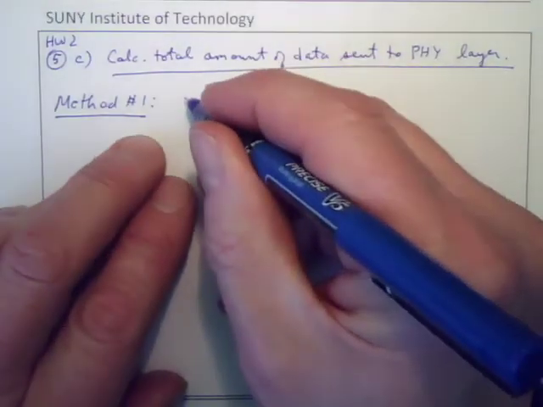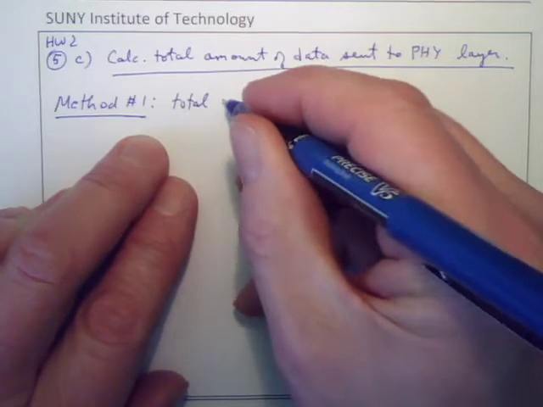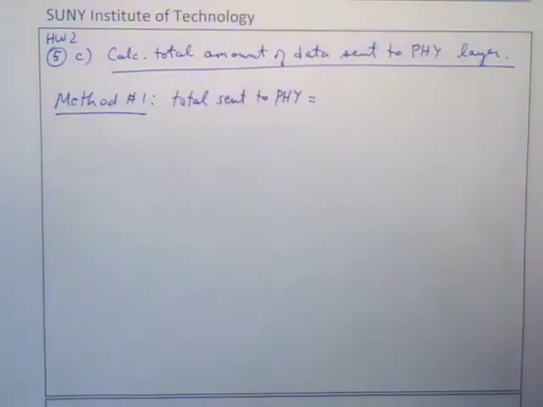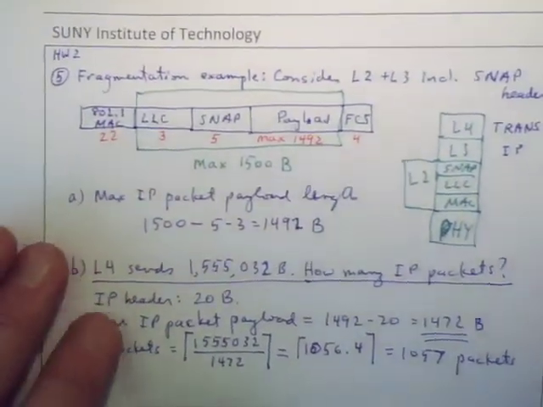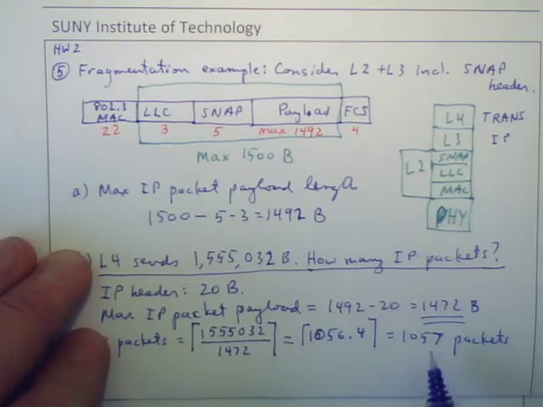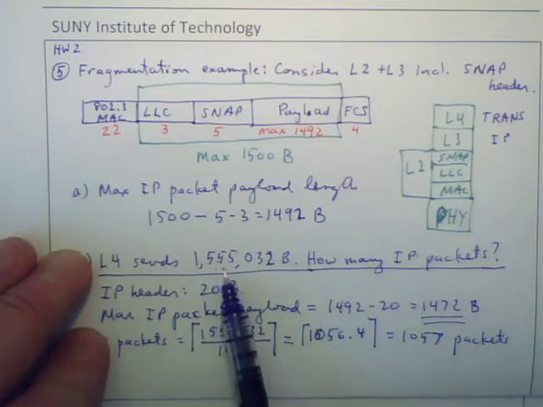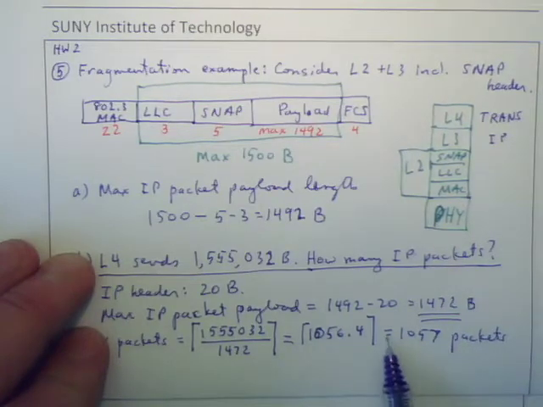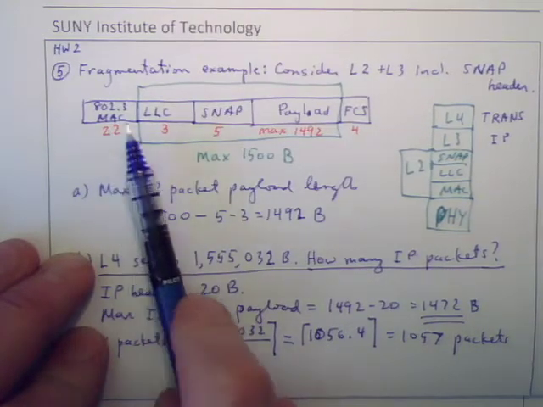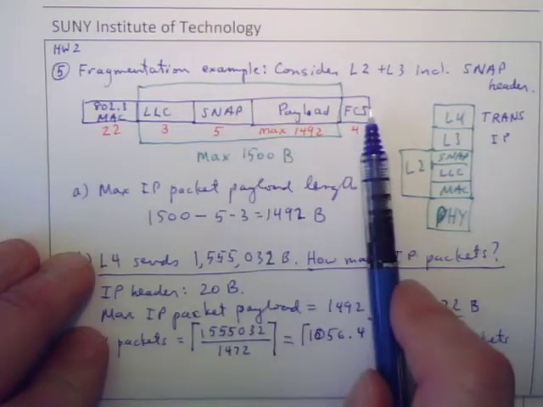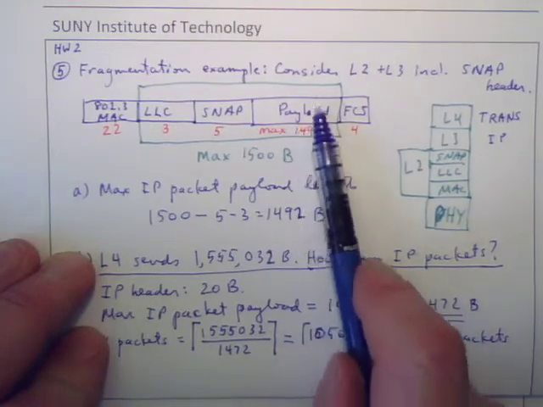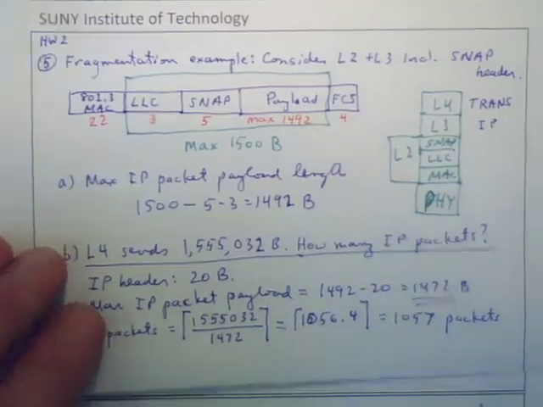And what I'm going to do is say that the total sent to the PHY layer is equal to the total payload, the 1.5 million bytes, plus the total amount of overhead for 1057 packets. And remember, this payload came from L4, so when I calculate the overhead of 1057 packets, I need to include the MAC, the LLC, the SNAP, with the frame check sequence, and then also the layer 3 IP header overhead, and that was that 20 bytes there that we had to consider.